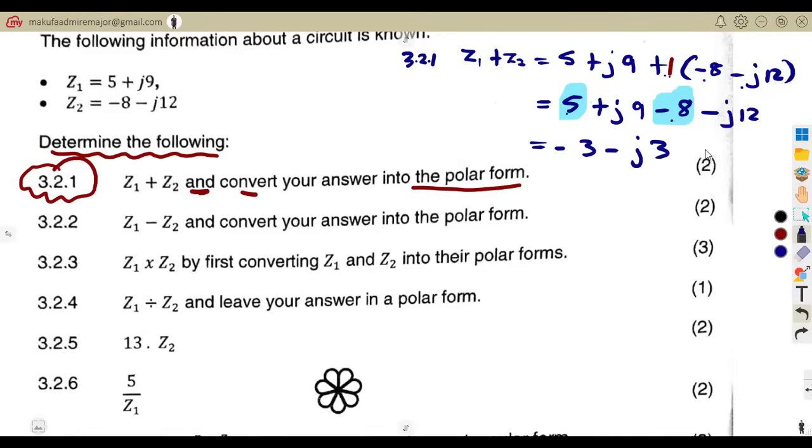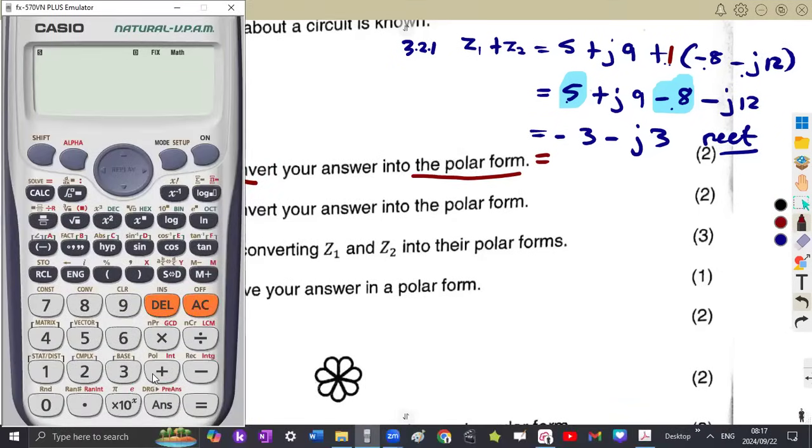We got our answer in what? In rectangular form. But they want this answer to be converted to polar form. So are we going to use those mathematical skills in conversion? No, they want us to just simply use our calculator in doing so. Remember your conversion to polar form, that's shift. You press the plus where the pole is, there is going to show polar form.